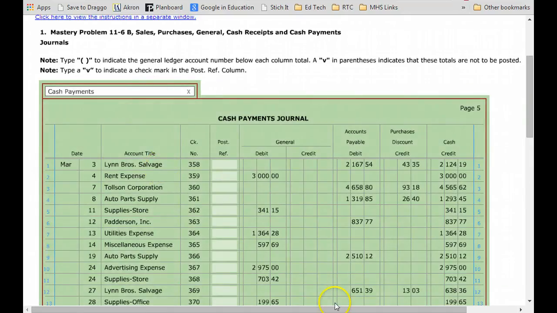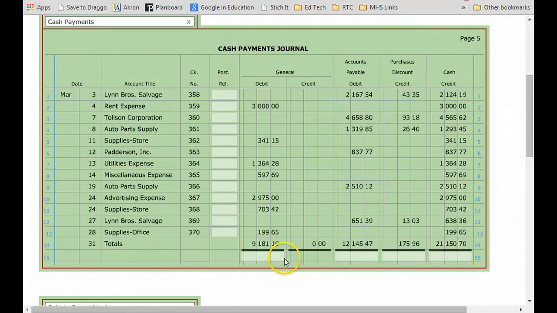Just one last thing with cash payments here. What do I do right here? You put a check mark, and remember, all account numbers are in parentheses, so you put a little check mark right there. Okay, got it? Good?